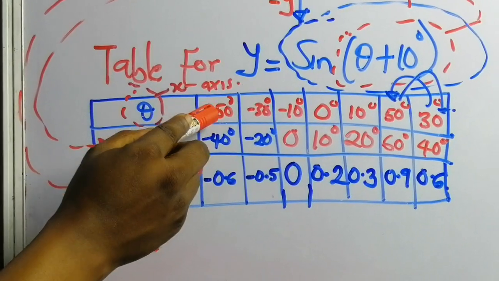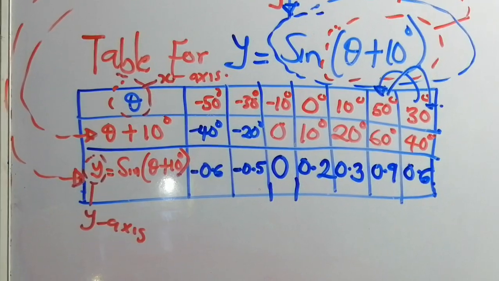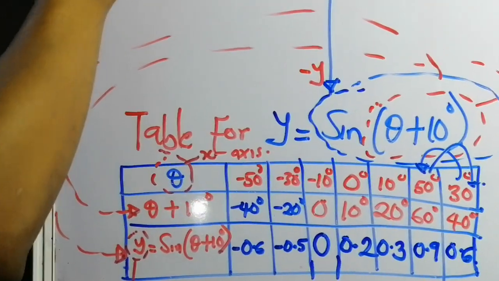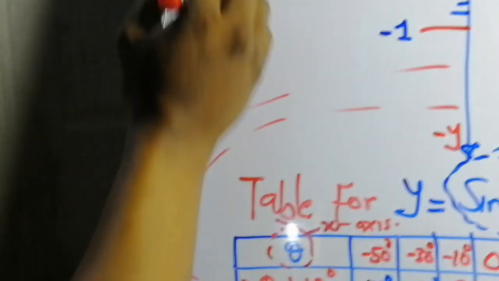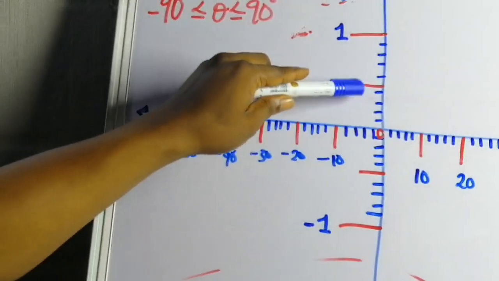Now, for minus 50 degree, what's the value? It is minus 0.6, okay? Where can I see minus? You see, this is minus 50 degree here. I'm looking for 0.6. Now, how can I get each of the values here?